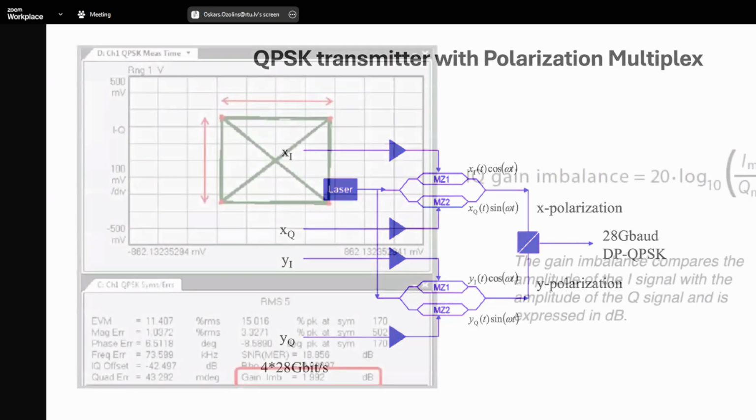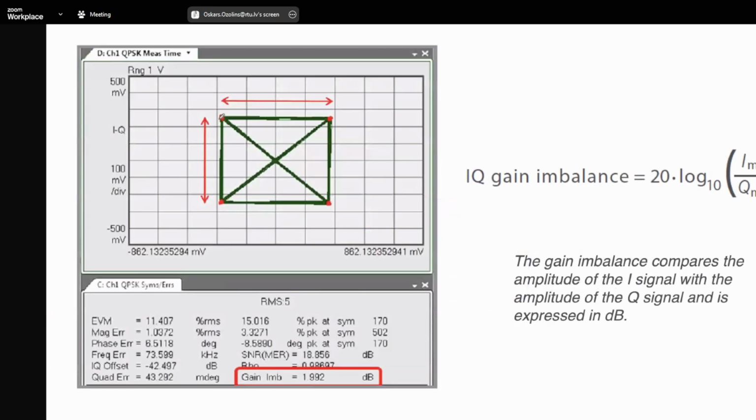So when this happens, you get a wider signal in one direction than in the other direction. So your constellation point is not square, but already compressed. And this can be defined in decibels, so this is one of the practical impairments.